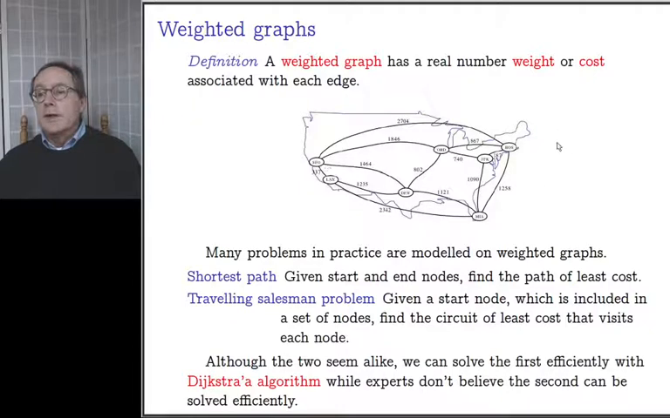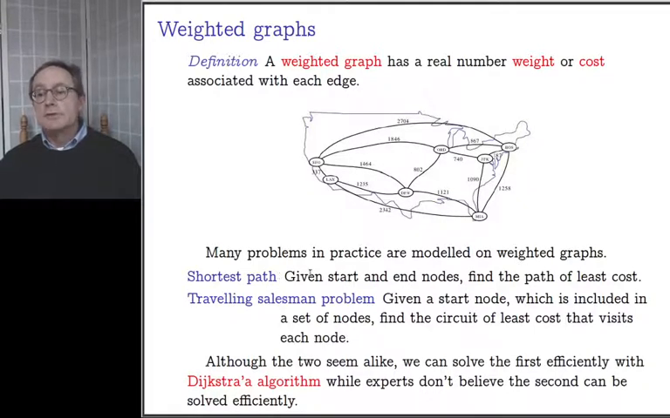And here's an example. The airline miles from San Francisco to Boston is 2704. The airline miles from San Francisco to Chicago is 1846. So with each edge, I have associated the number of airline miles. If, for example, you wanted to traverse this graph, you might want to do it in the way that covers the least number of miles. So many problems in practice are modeled with weighted graphs.